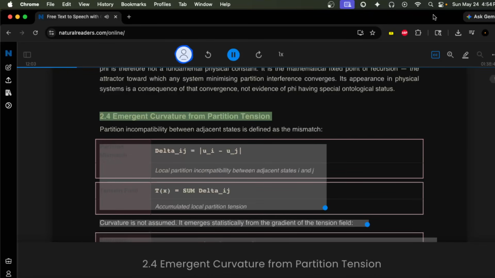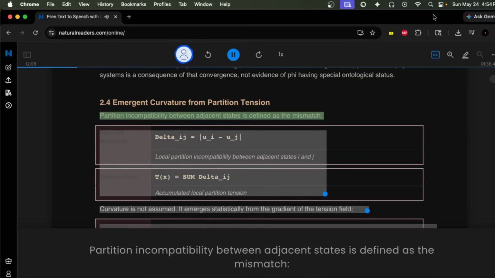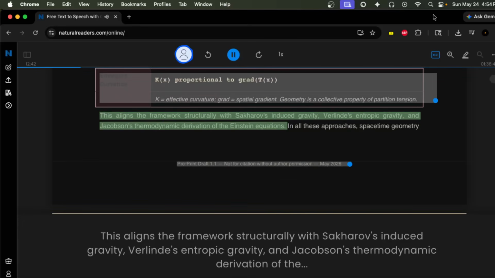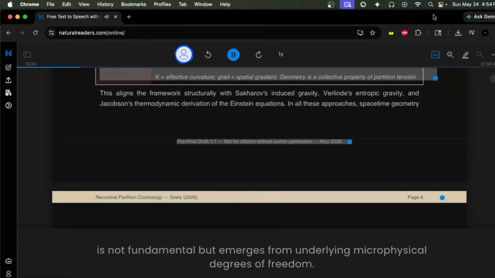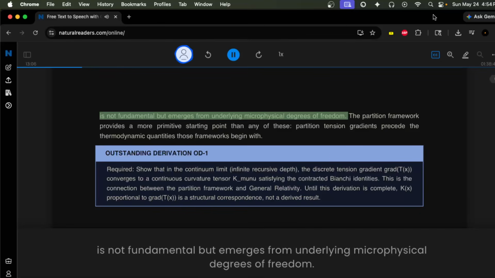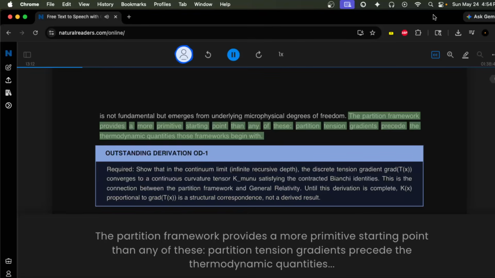2.4 Emergent curvature from partition tension. Partition incompatibility between adjacent states is defined as the mismatch. This aligns the framework structurally with Sakharov's induced gravity, Verlinde's entropic gravity, and Jacobson's thermodynamic derivation of the Einstein equations. In all these approaches, spacetime geometry is not fundamental but emerges from underlying microphysical degrees of freedom. The partition framework provides a more primitive starting point than any of these. Partition tension gradients precede the thermodynamic quantities those frameworks begin with.